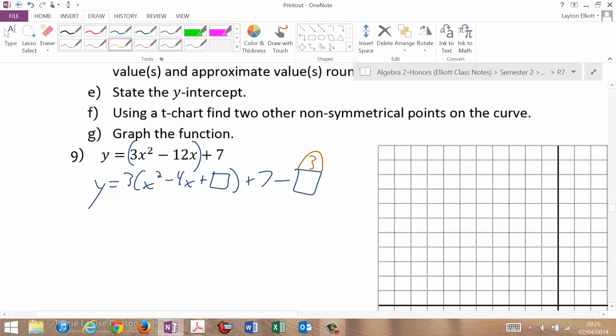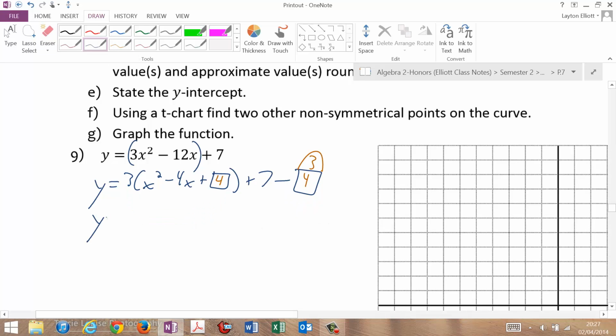So once you figure out what goes in that box, half of negative 4 squared is positive 4. Okay. So this is really plus 12, so this is really minus 12. And I want you to see that. This times this is 12, and this times this is 12. Actually, negative 12. And so that balances.